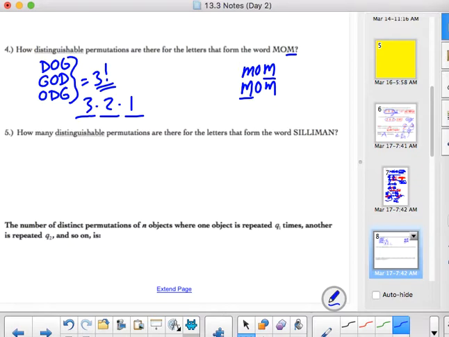Okay, so when I have repeating letters like this, what I really need to do is look at just the repeats here. It's certainly going to start with 3 factorial because there are 3 letters, but the repeated letters, since there are 2 of them, there are going to be 2 factorial ways to order those. And so I want to take 3 factorial and divide by 2 factorial. The 2 factorial again counts for the 2 repeated letters and the number of ways that I can order those. And so ultimately my answer just becomes 3. There are 3 distinguishable permutations.